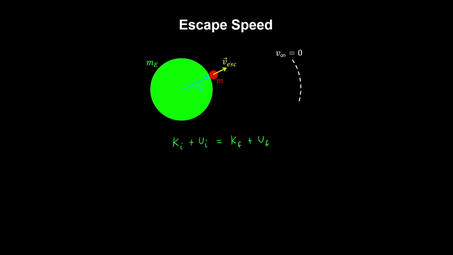So because we want to find the escape speed, which is the minimum speed to escape the gravitational field, we set the speed at infinity to be 0, and therefore the final kinetic energy is 0. And we also took our reference potential energy at infinity to be 0. So therefore, the kinetic energy can be written as follows, and the potential energy as follows. And now we can solve for the escape speed.